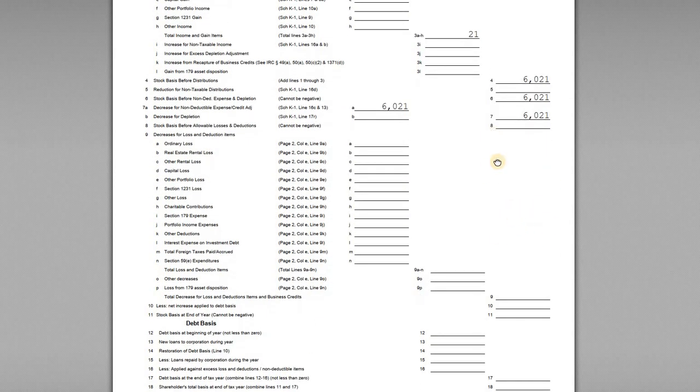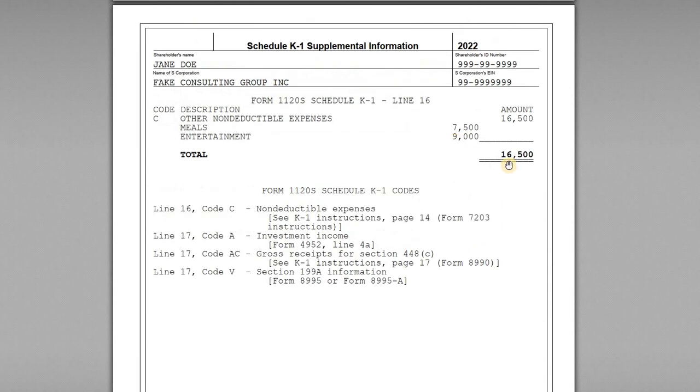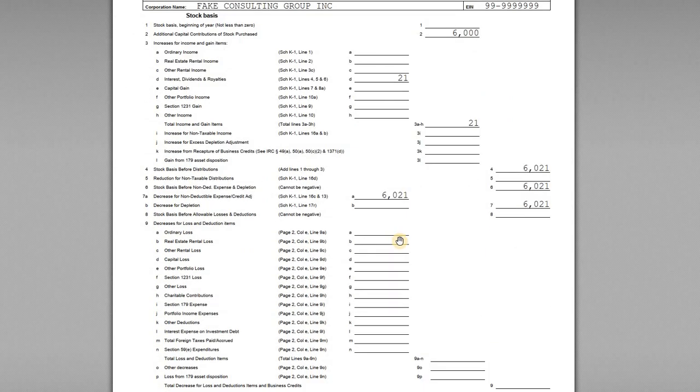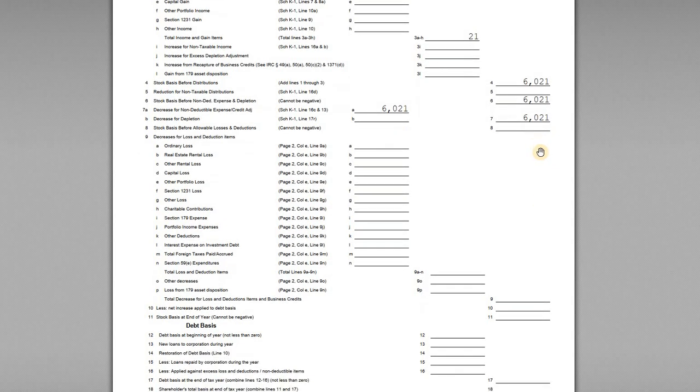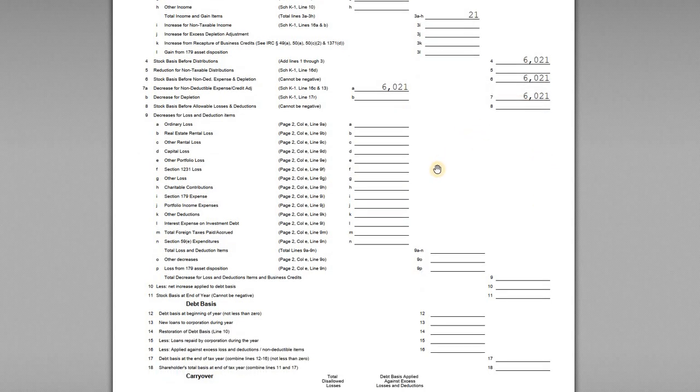Now, the non-deductible expenses, remember, it was $16,500. So on line 7A, when we input a decrease for non-deductible expenses, it is limited to just the $6,021, because remember, your non-deductible expenses, assuming no election is made, that's claimed first, and it reduces your basis down to zero, and then any extra is just immediately wiped away, right? It's not carried forward. So that's what Jane's basis schedule looks like, assuming she didn't make any kind of election to treat it otherwise, right?